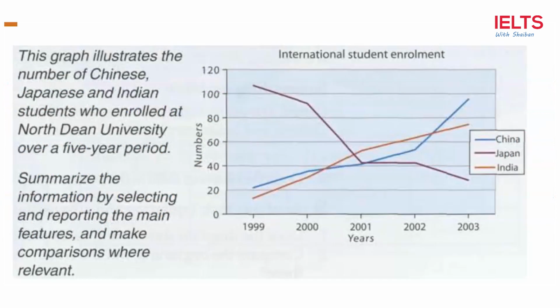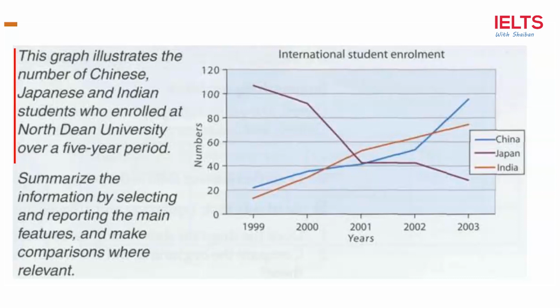Now you have in front of you the Task 1 question, and you can see the question here. If you look at this graph, this is the question. So this graph illustrates the number of Chinese and Indian students who enrolled at Northern University over a 5-year period. The first stage here, we have 2 points to be written in the introduction.